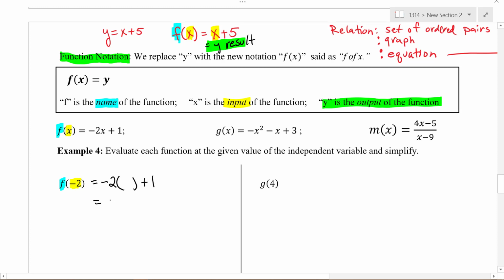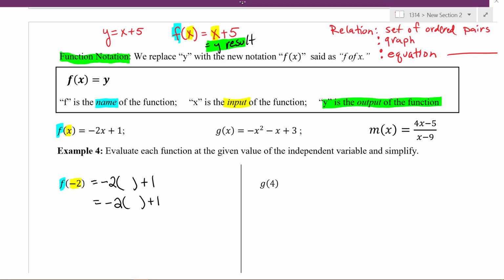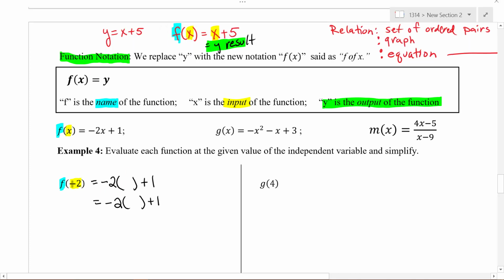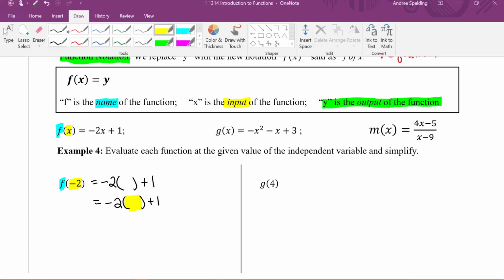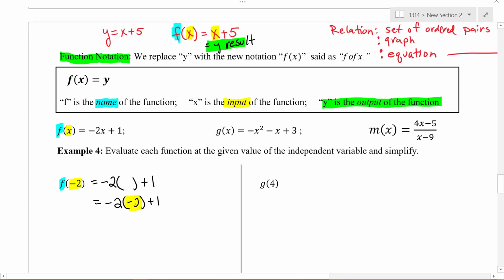The next step, I want you to copy what you had above. And now, whatever you have inside the parentheses on the left side of that equal sign, I want you to drop into the parentheses on the right side of the equal sign. So I'm going to put into the parentheses on the right side a -2. That is where the college algebra part ends.